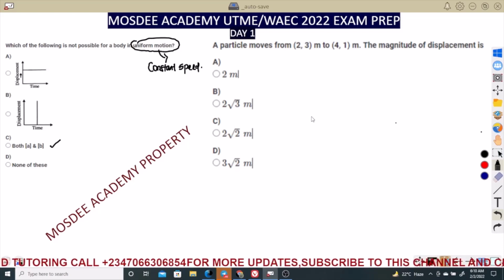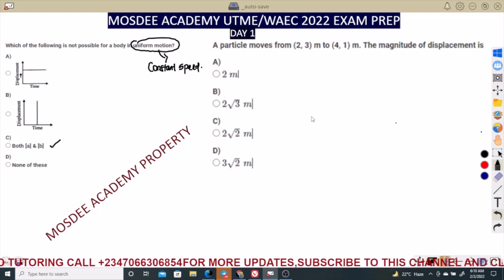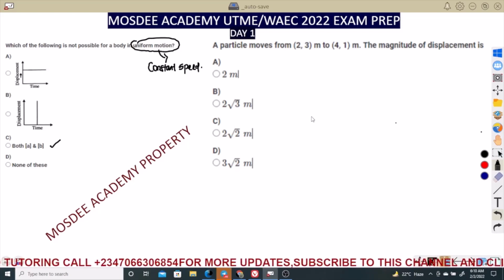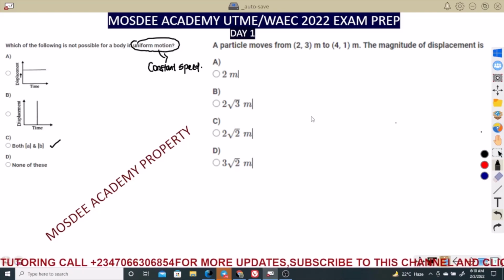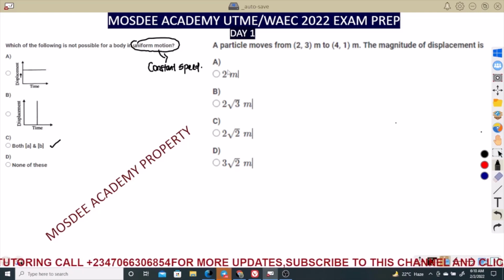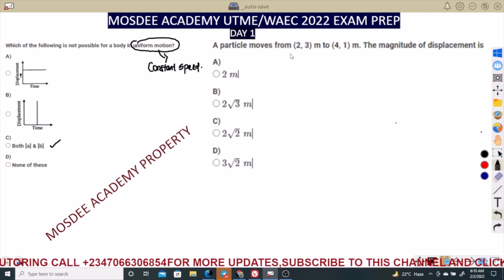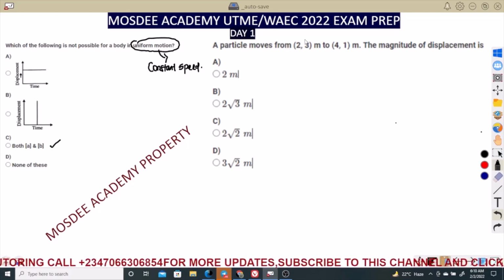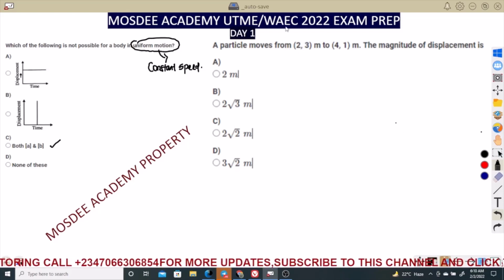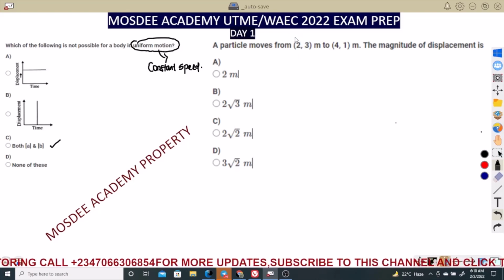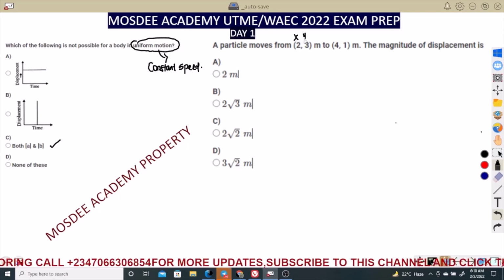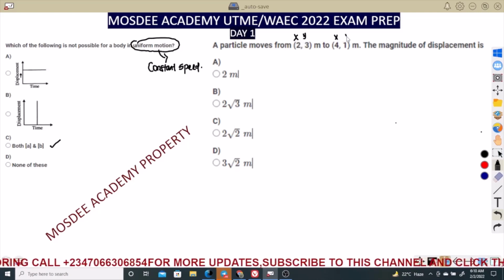We define displacement as the shortest distance between two positions, or the distance traveled in a specified direction. So now we're having this in terms of a plane or coordinates. What you just need to do is follow your coordinate geometry. You can get the displacement between this point X and Y, and these are also X and Y coordinates.